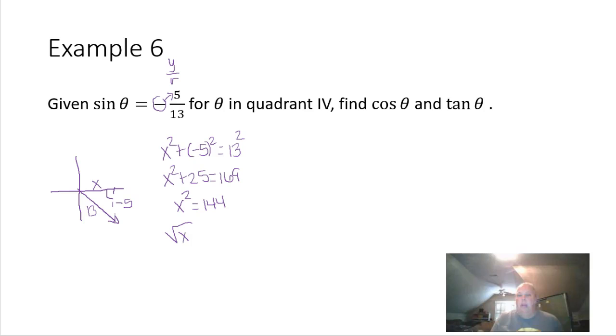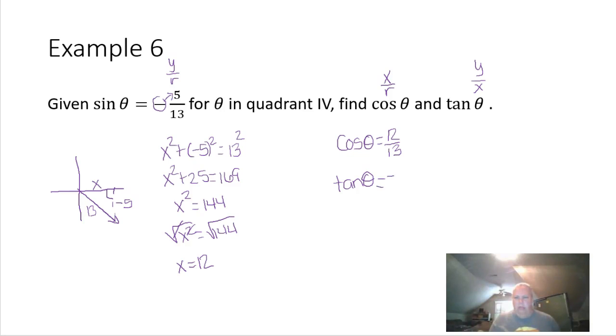And then we're going to square root both sides. And I want the positive square root, because remember the cosine's positive over there in quadrant 4. The radical and the square will cancel, and the square root of 144 is 12. All right, the cosine is defined to be x over r. That means the cosine of our angle theta is going to be 12 over 13. And the tangent for our angle is defined to be y over x. So the tangent for our angle is going to be negative 5 divided by 12.